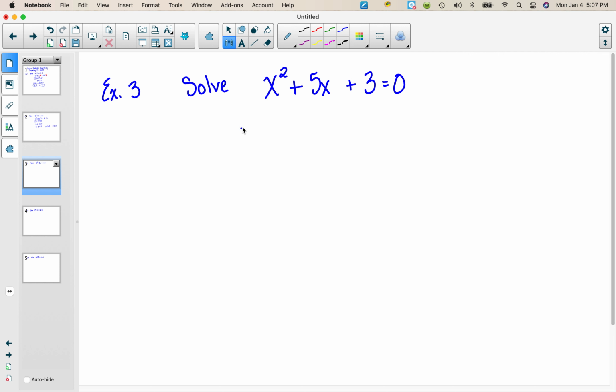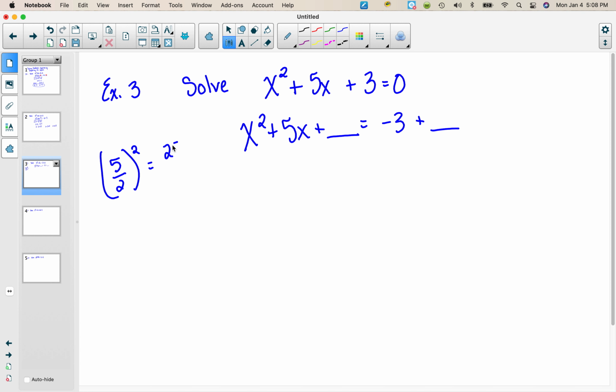Next one, we're going to start by moving the constant to the other side, set it up to complete the square. So we have negative 3 plus blank. I'm going to take half of this. Now notice half of 5 is not an even number, so I'm taking half of 5 and I'm squaring it. So I square the top, square the bottom. I find it preferable to leave it as a fraction. So I get 25/4.